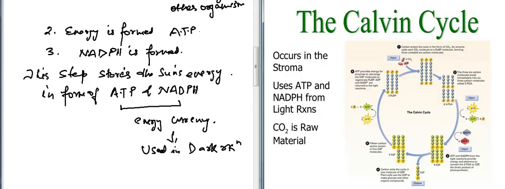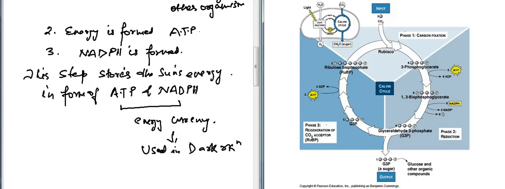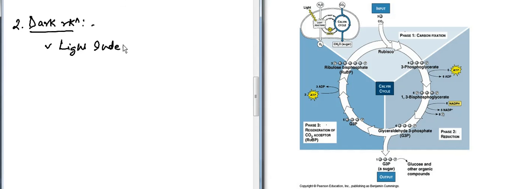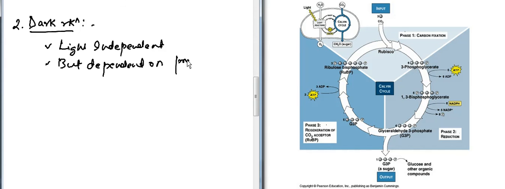Now again, after that it will go to the Calvin cycle, that is the dark reaction. The dark reaction goes on in the stroma, the liquid part. The second step, the dark reaction, is light independent but dependent on the product of the light reaction.